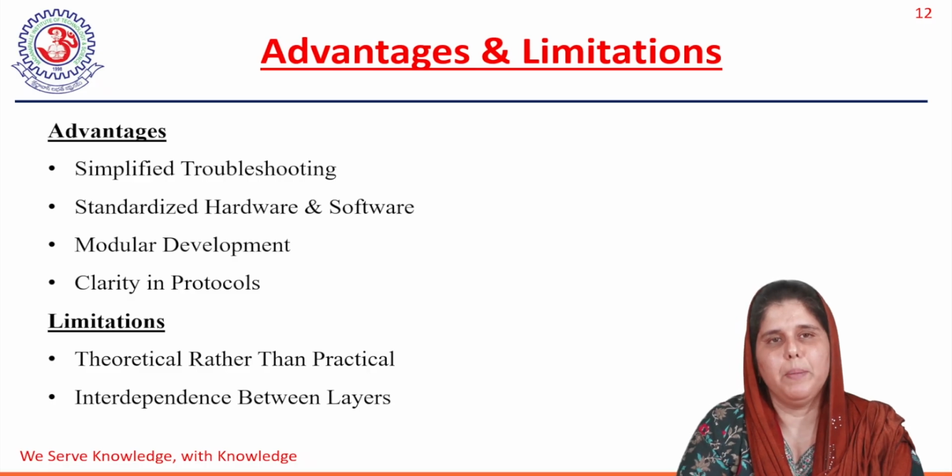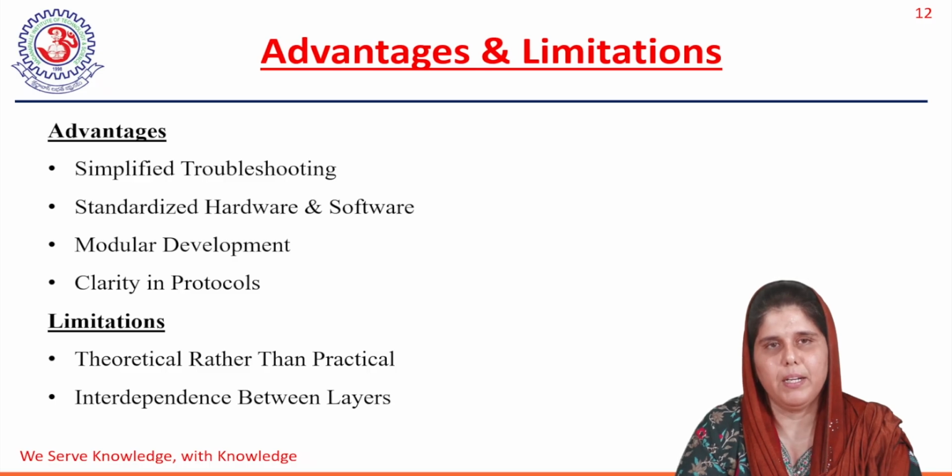And the next limitation is interdependence between layers. Since the layers are not independent of each other, it creates many problems. That is the next limitation of this OSI model, interdependence between layers.